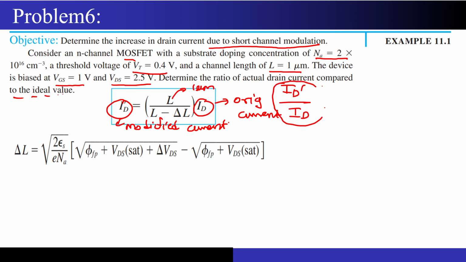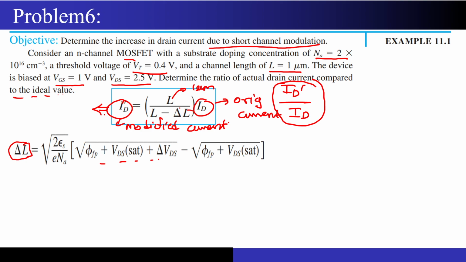We'll be using two formulas that I just explained in the last channel modulation slide. This is the first formula, and we want to calculate the value of delta L. So this is the formula that we will be using for delta L. I won't go into the derivation of this at this stage, but you can see that this looks like a body effect kind of formula. So now let's see whether we can calculate delta L or not.